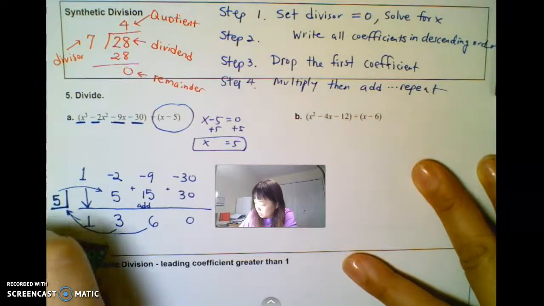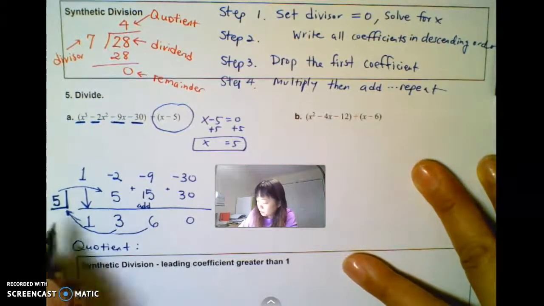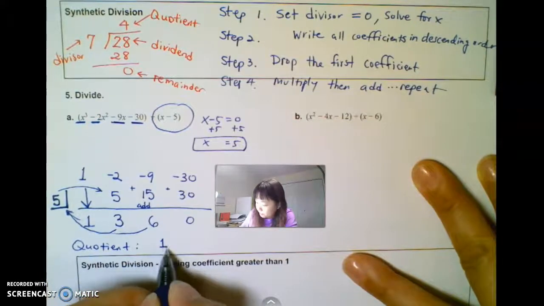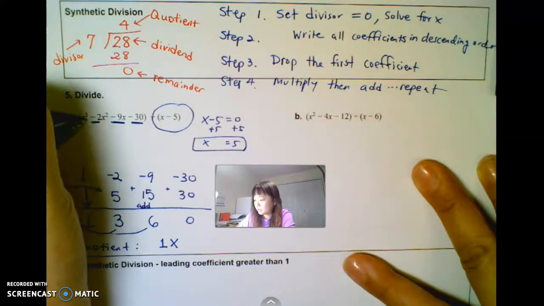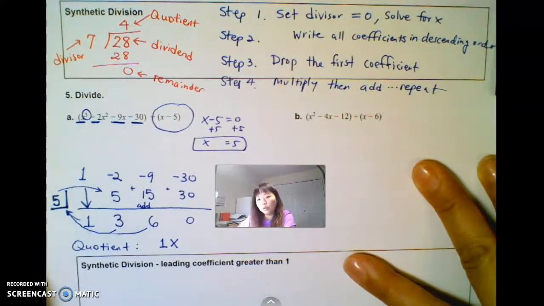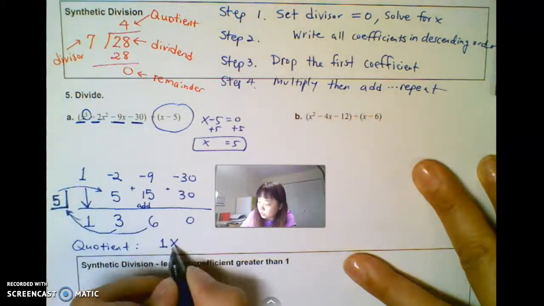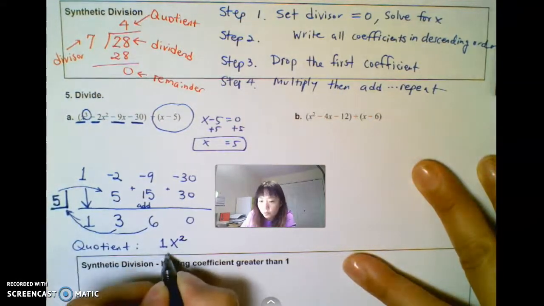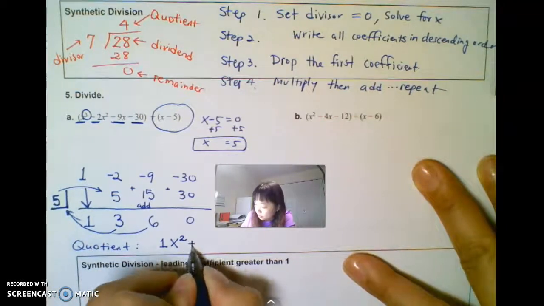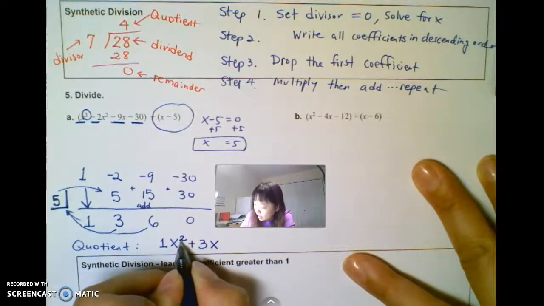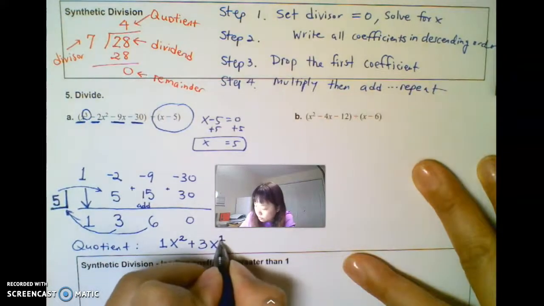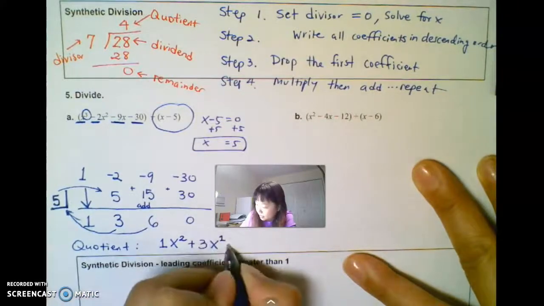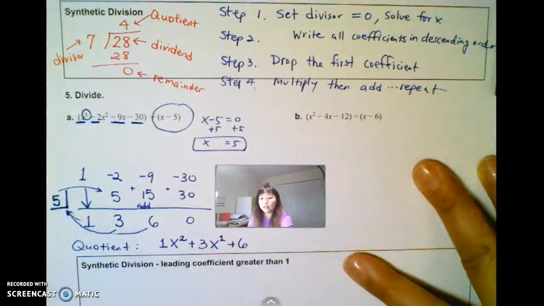Quotient is 1x. Look at what we were dividing, the dividend, and then always go 1 lower than that. So if we start with x cubed, your quotient is going to be x squared. 1x squared, plus 3x. We always go down 1 each time. 3x to the first power. Of course, you don't have to write that 1. And then plus 6. That's what it is.